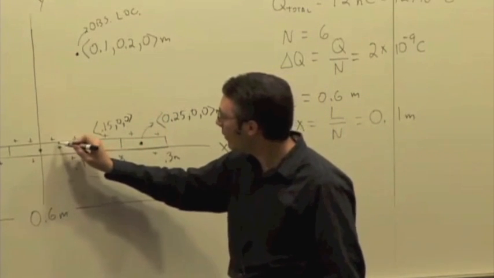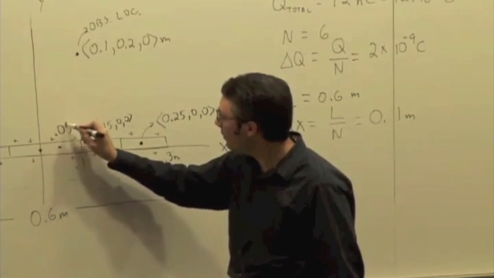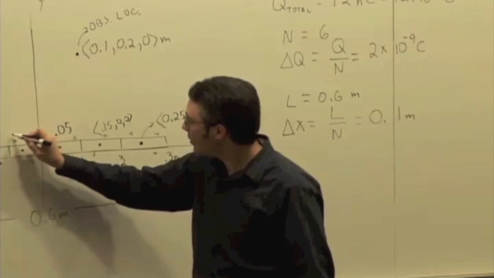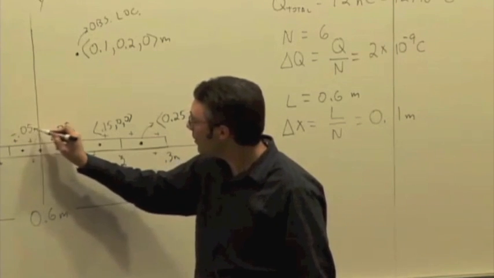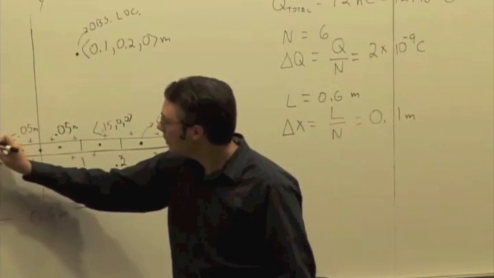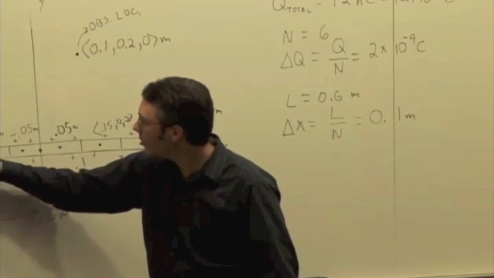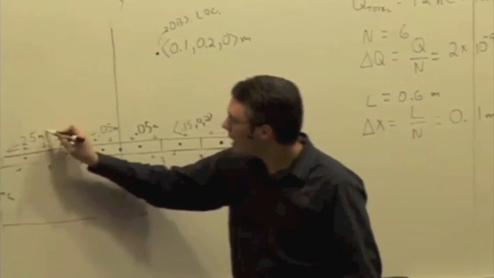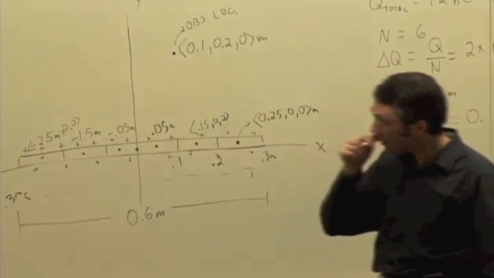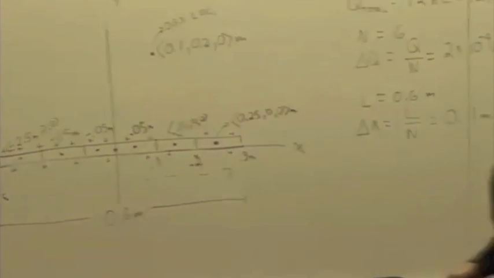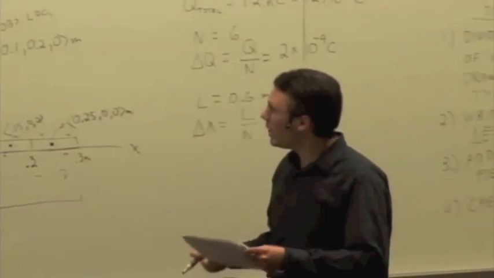Okay, and here we have x equal to 0.05, and then we start going the opposite direction. So we have negative 0.05 meters for x, negative 1.5 meters, and negative 2.5 meters, comma 0, comma 0. I'm just writing the x components. So we know where these locations are.